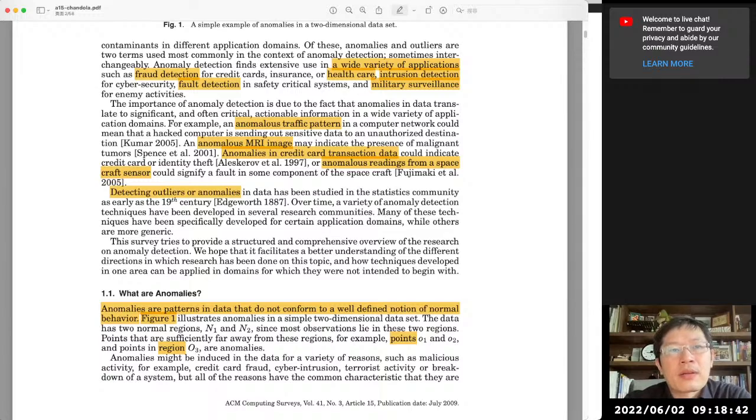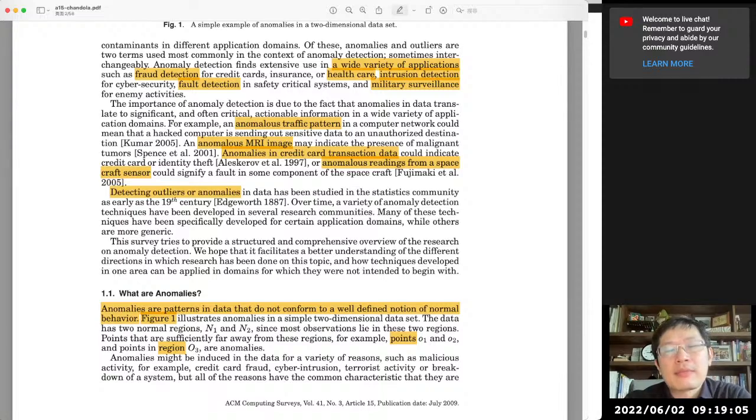Okay, and anomalous images can be used as an example for anomaly detection as well. For example, you can collect a lot of MRI images from normal healthy people, and then maybe you have other anomalous MRI images, which are from some patients.